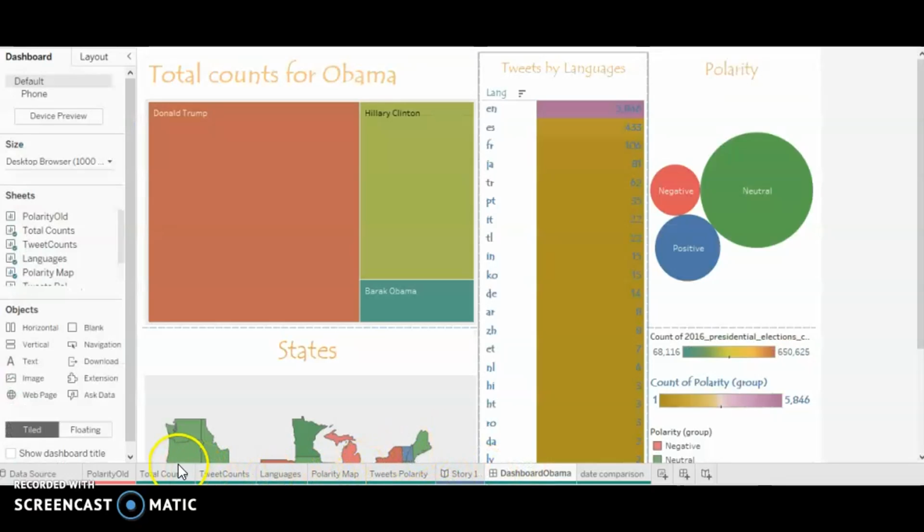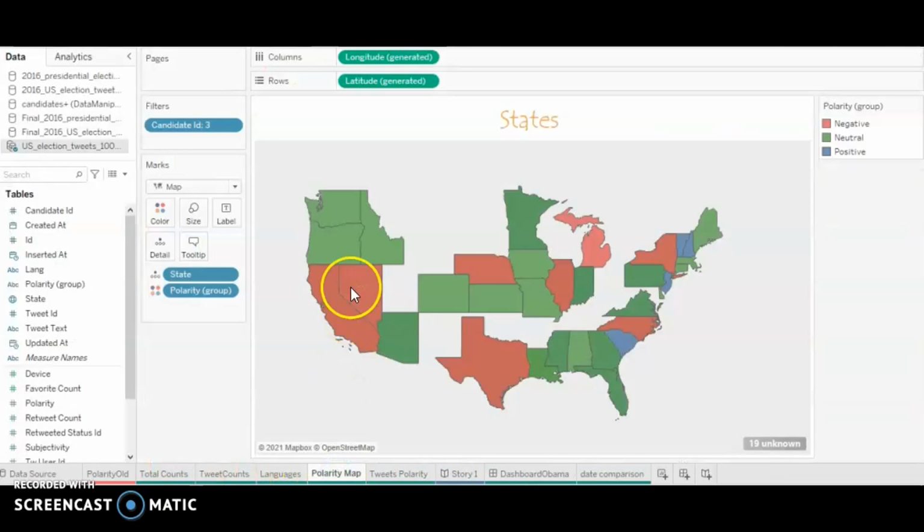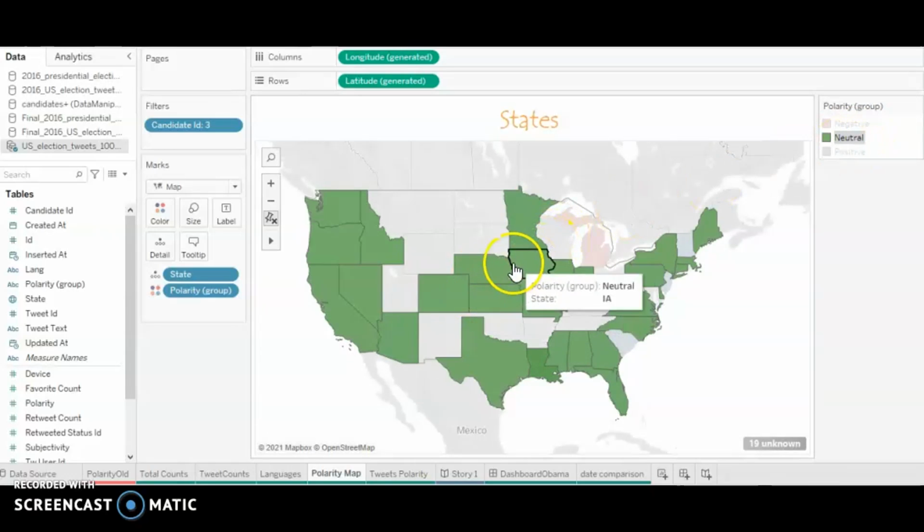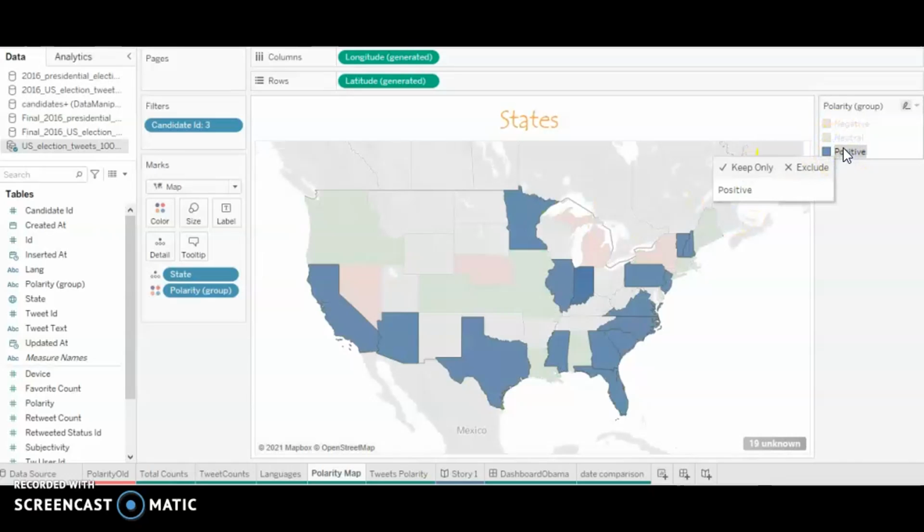we can go to a polarity map as well and click on the interface here, that's the filters, and start scrolling across it. For example, you can select neutral and it will show all the states from where the tweets were made on Barack Obama and they were neutral, and how many were positive and how many were negative as well.